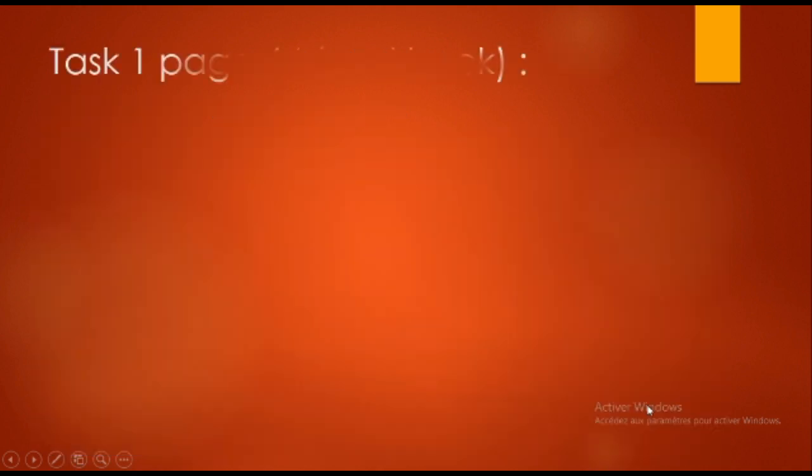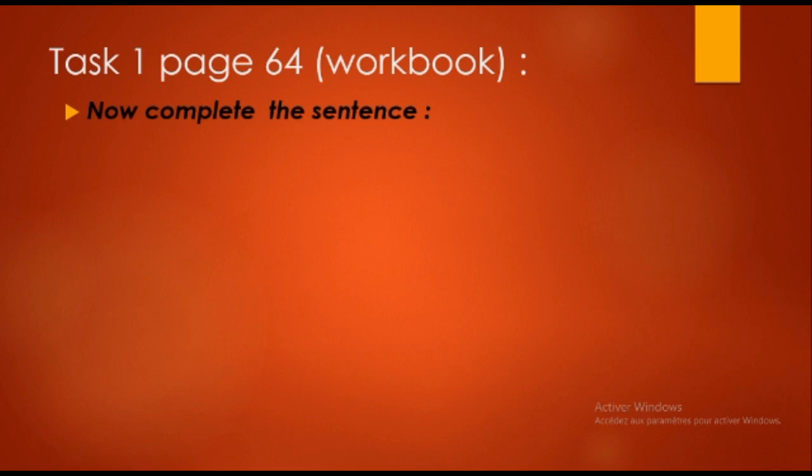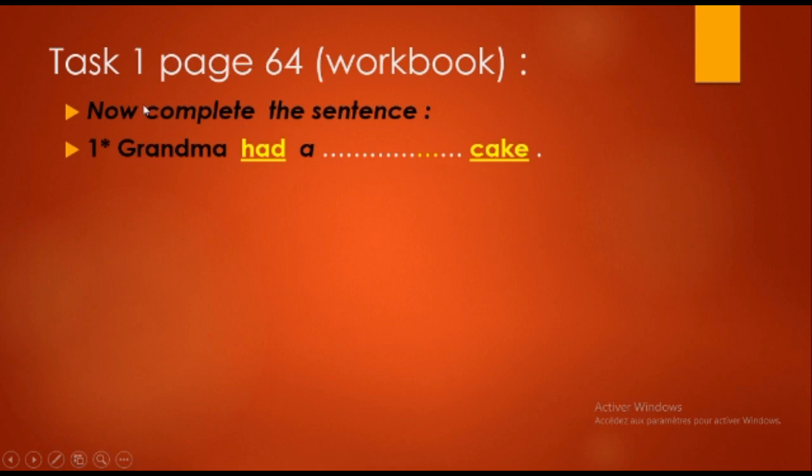Look here, task number 1, please. Let's now do task number 1, page 64 in our workbook. You are asked to complete the sentence. The first sentence is done for you. Grandma had a cake. Don't forget to use the simple past of the verb have. Can you remind me what the simple past of the verb have is? Yes, thank you. It's had, with all subject pronouns. Now let's move to the next.